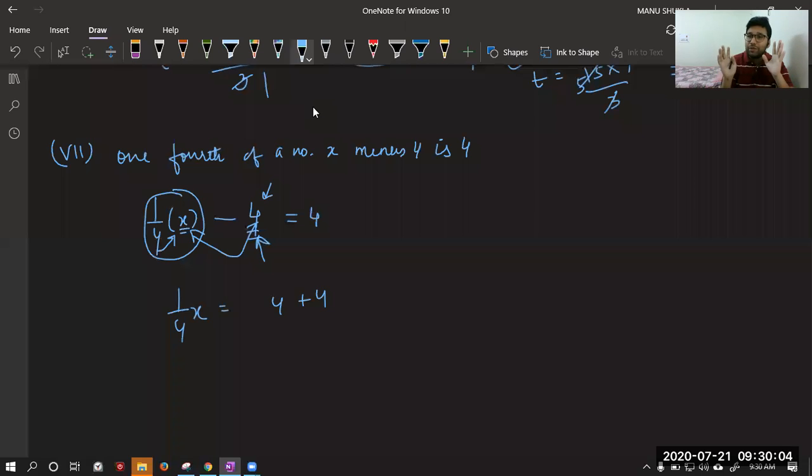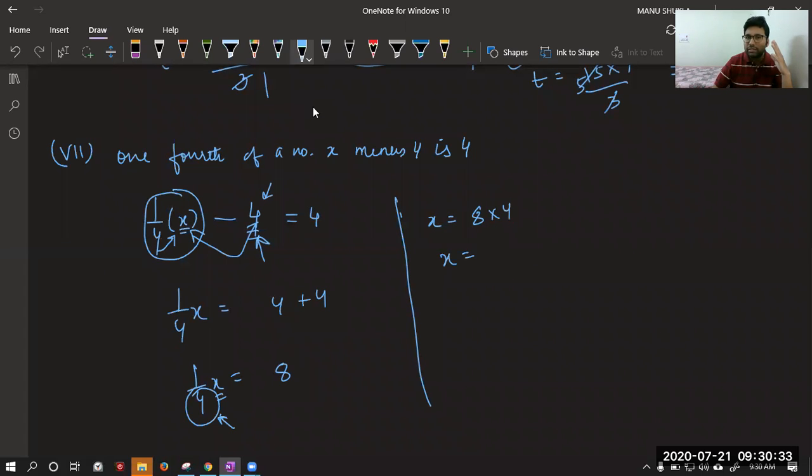I hope it is clear. The bonding between minus 4 and the first term is less, that is why it will go first to the right hand side. So we will get 1 by 4x equal to 8. Now finally the mother will have to be alone. To make her alone, this son will have to go. Now the time has come for him to go. Here it is dividing, there it will multiply. So the answer will be x equal to 8 into 4. Answer is 32. Is it clear?